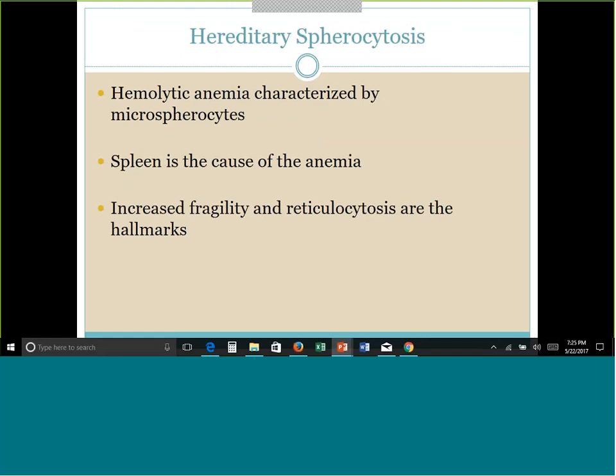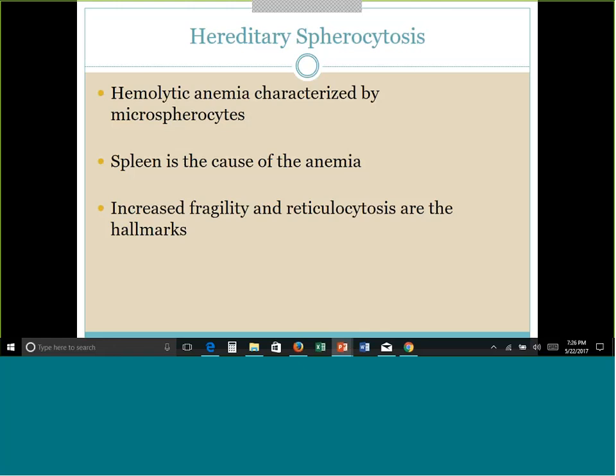As the name implies, you're going to see a lot of spherocytes in the blood on this one. It is a hemolytic anemia because, again, spherocytes are very compact, rigid little balls that can't get through small spaces and will easily burst. So that's the hemolysis part. That's what results in the hemolytic anemia. The spleen is the number one cause of that hemolysis, which results in the anemia, because the cells can't traverse those small spaces in the spleen.